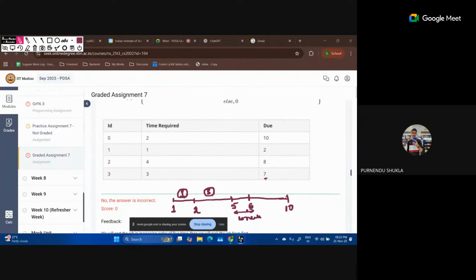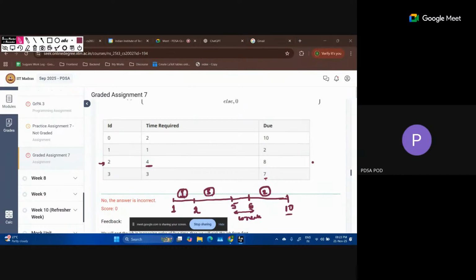Why not 8? The time required is 4 hours, right? If you are starting job number 2 at time point 6, which requires 4 hours, then you will have to run the machine for another 4 hours. Understood, so 10 is the time.